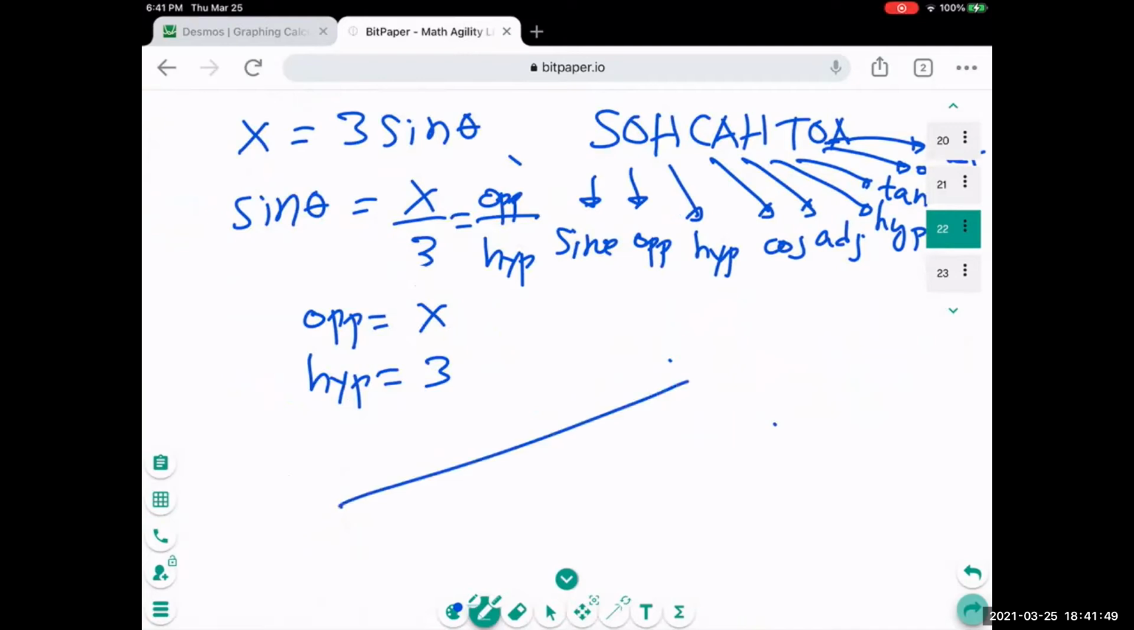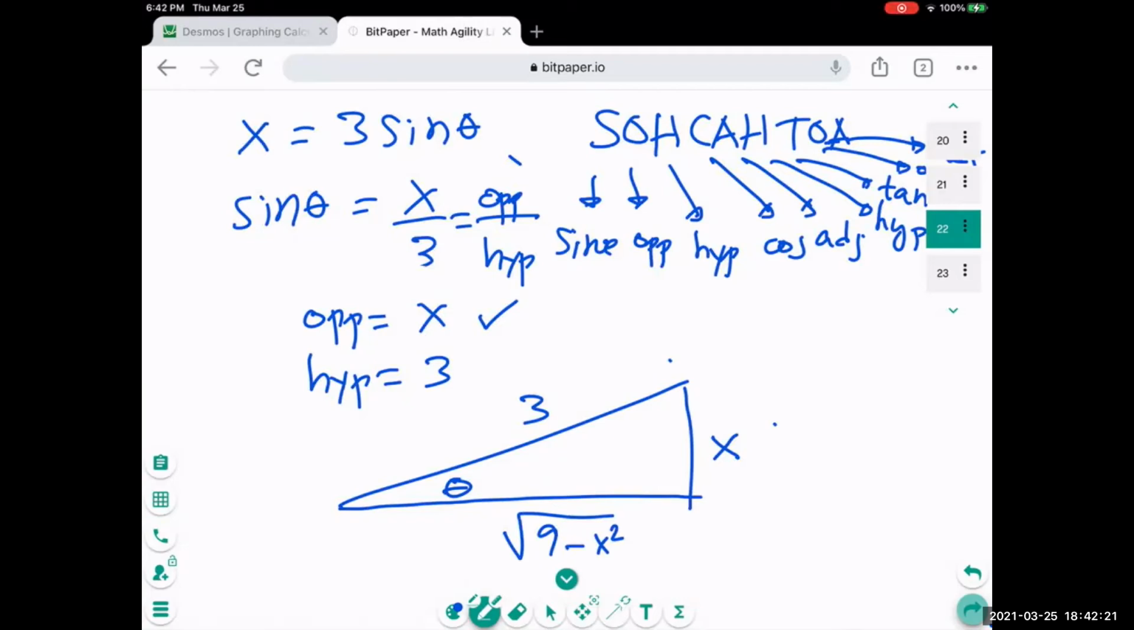So here is a right triangle. So our theta is here. And our sine says our opposite is x. So this is your x. And your hypotenuse is 3, right? So how do we solve the third side? So by Pythagorean theorem, this would be equal to square root of 9 minus x squared, right? So it's basically square of this minus square of this, and then get the square root of the difference, right? So we get the third side.